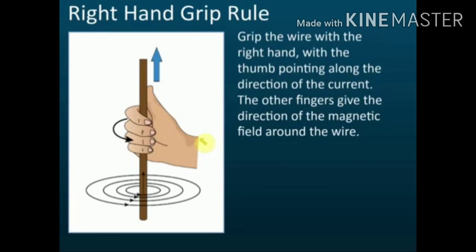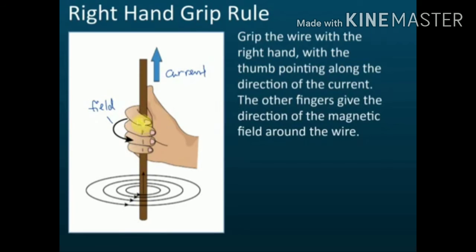For this right hand grip rule, you just imagine that this is a wire. You use your right hand to grip the wire in this way, and the thumb shows the directions of the current. So this is the current. And the other four fingers show the directions of the field. So the thumb shows the directions of the current, and the other fingers show the directions of the field.